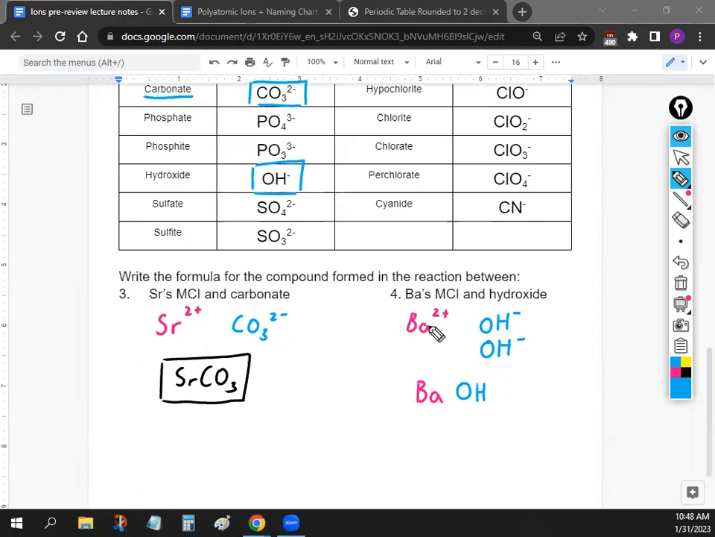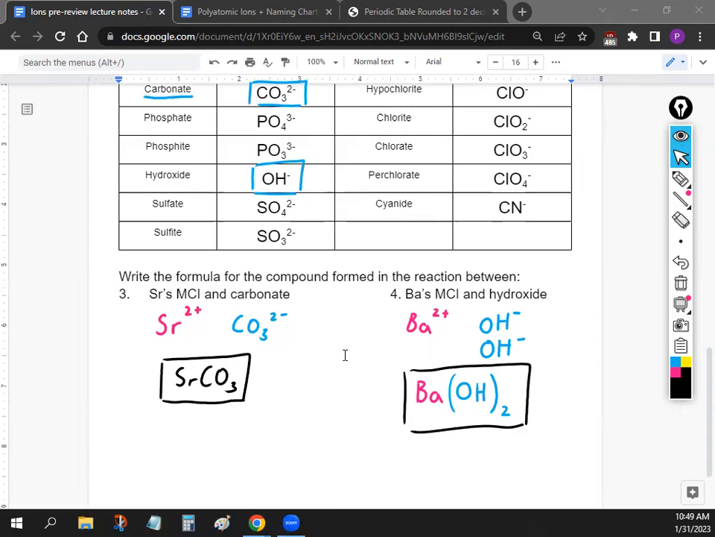Okay, now we only need one Ba, so we can just leave it alone. But we need 2 hydroxides, right? And like I said, we don't want to change anything about them. So what we're going to do is, since we need 2 of this, we're going to put it in parentheses to just kind of keep them together. And since we have 2, we just put a 2 on the outside. Okay, and that's how you write down multiple polyatomics. Again, copy it down exactly the way it is, and then just put parentheses around it and put however many you need on the outside. Okay. And that's pretty much it.